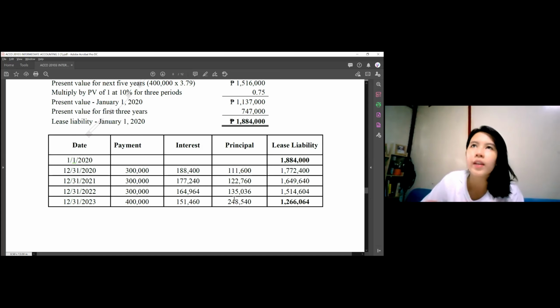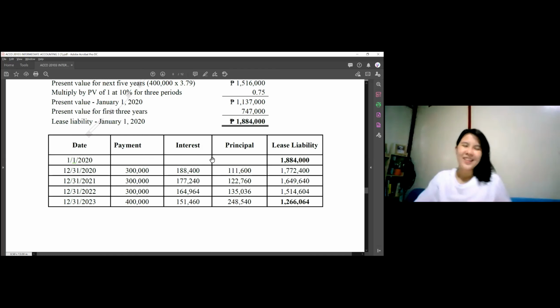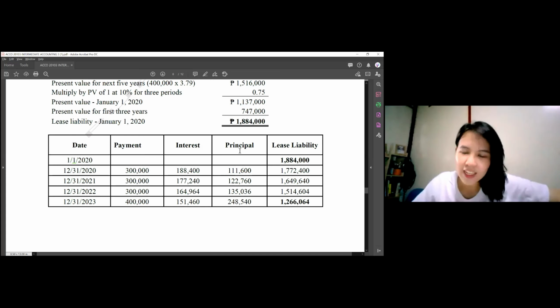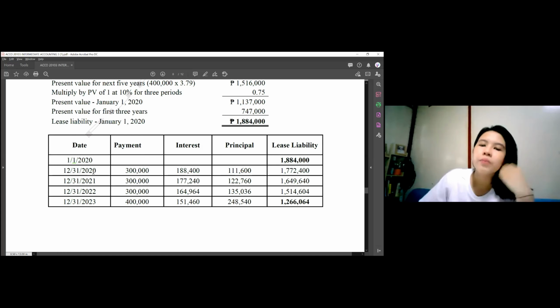Actually, if yung exam, yung midterms, nag-permit sila ng Excel, it will be really easy. But if it's calculator, then you have to be a bit more patient. Yeah, in writing, like on paper. So, yeah. So, just continue discounting until 2023 and you'll get 1.2 million.